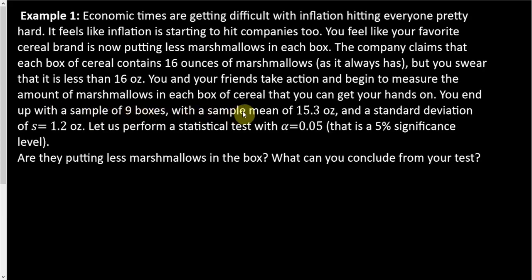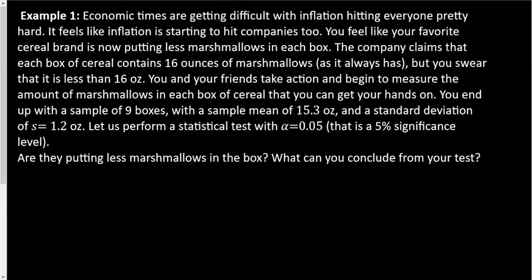We go ahead and do some statistics, and we take the average of our sample. It's 15.3 ounces, and we found a standard deviation of 1.2 ounces. We're going to do a statistical test. We're going to set our alpha, or our significance level, at 5%. That's important because that determines where our rejection region is. So the question: are they putting fewer marshmallows in the box, and what can we conclude? The first thing we need to do is make our statements.